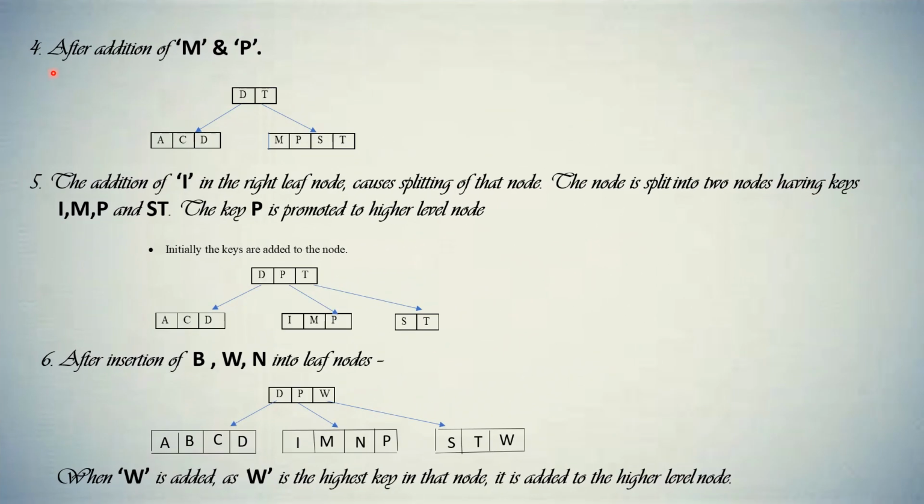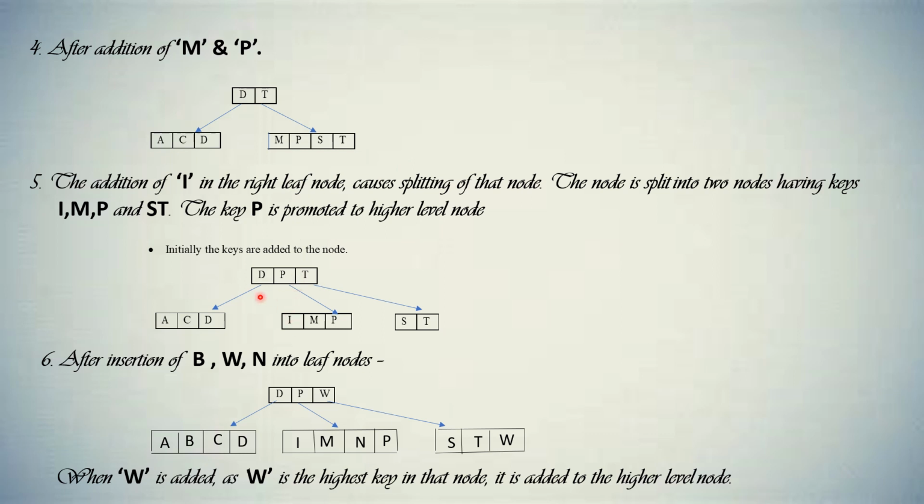Next comes the addition of M and P. M and P are added to this node because they cannot be added to the left node, as M and P are greater than D. Thereby they are added in the right node. Then next comes the addition of I in the right leaf node. I is added to the right node. Here the node is completely filled, thereby it is split into two halves.